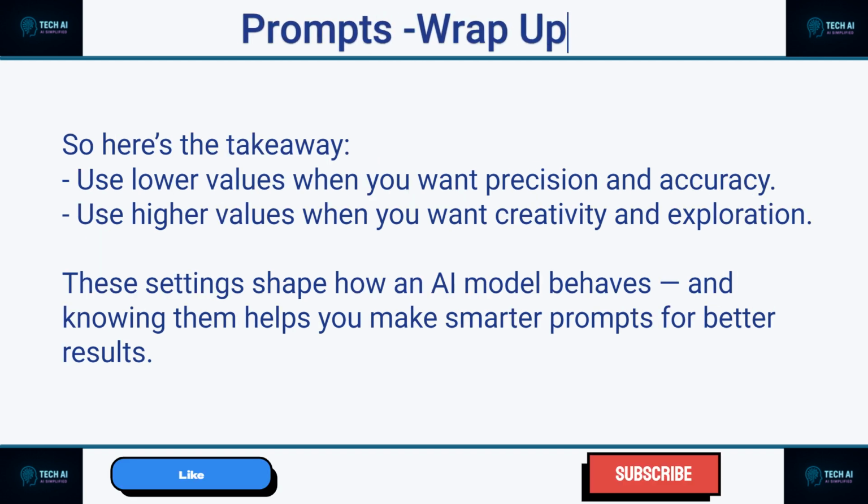So here's the takeaway. Use lower values when you want precision and accuracy. Use higher values when you want creativity and exploration. These settings shape how an AI model behaves, and knowing them helps you make smarter prompts for better results.